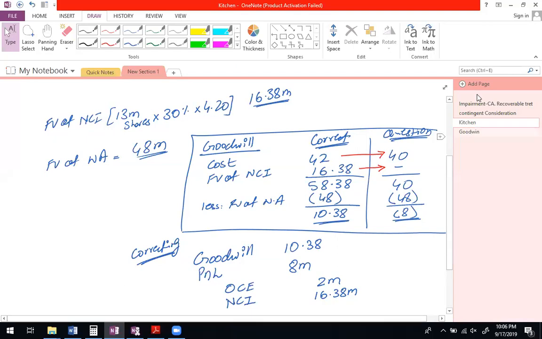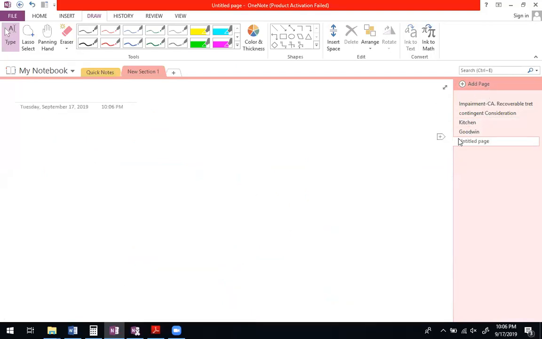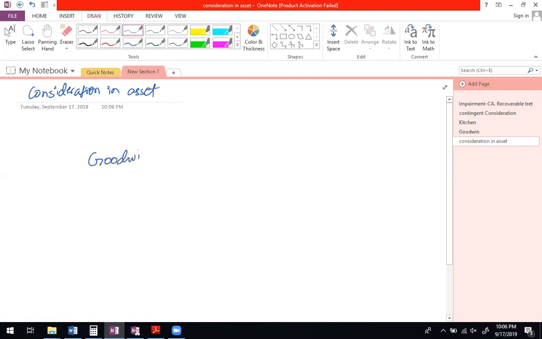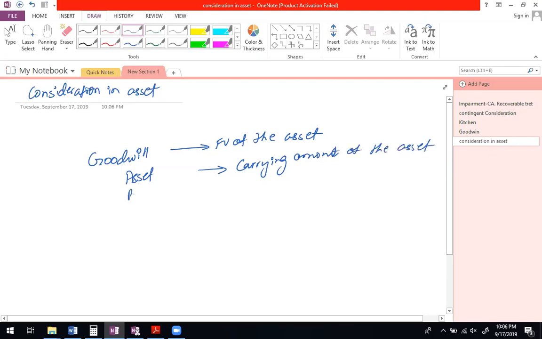In case of a consideration which is in the form of an asset, what we actually do is debit the goodwill by the fair value of the asset, and we credit the asset by the carrying amount of the asset, and this results in the balancing figure taken to the P&L, which is actually a gain or loss on the disposal. So this is what the entry usually is.